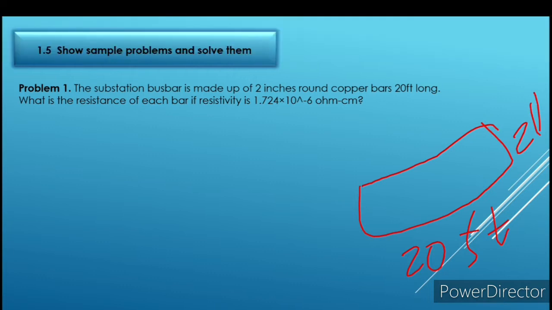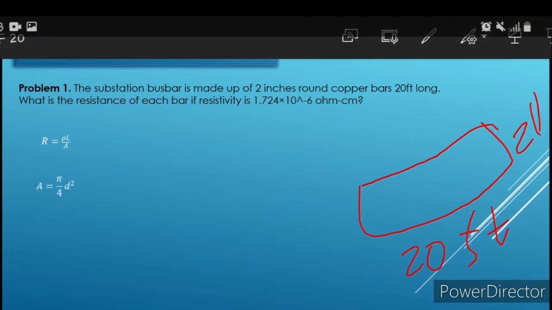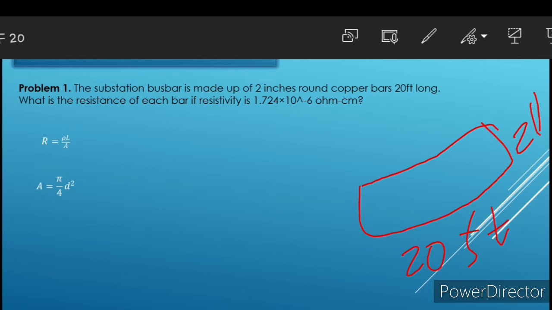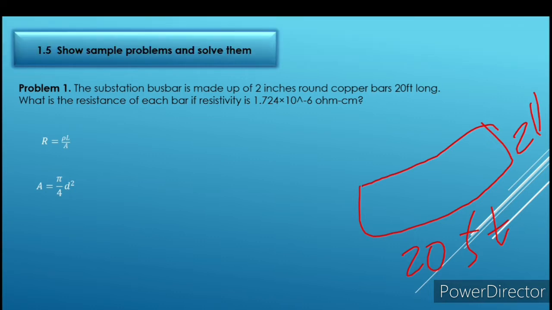So for this problem, we will use the formula for resistance, which is R is equal to resistivity times length over area, since we have the given length. And for the area, we will just substitute the formula for area, which is pi over 4 d squared. So the final formula we will be using is R is equal to the resistivity times length over area, which is pi over 4 d squared. So first, let's find the value of area.